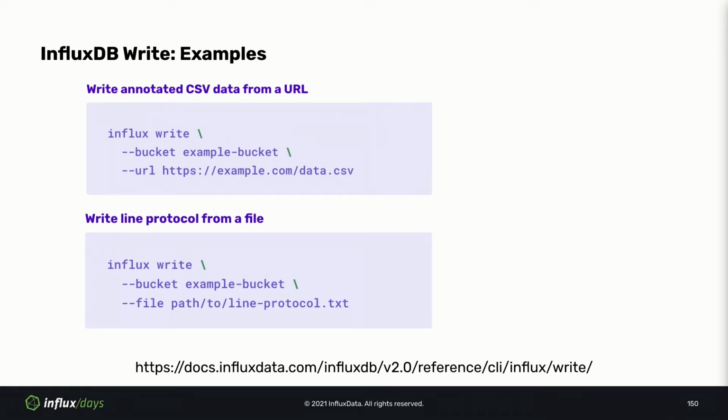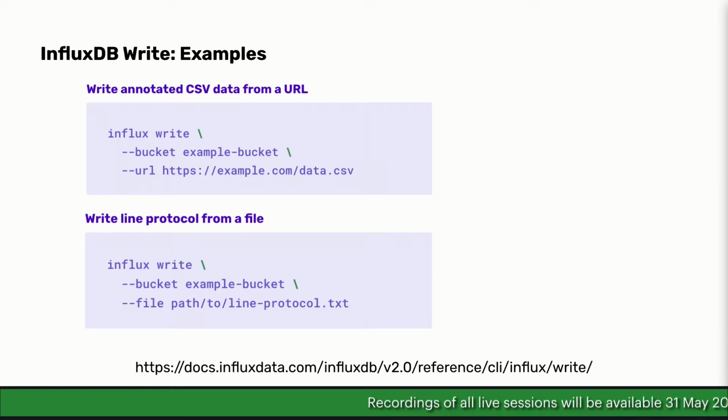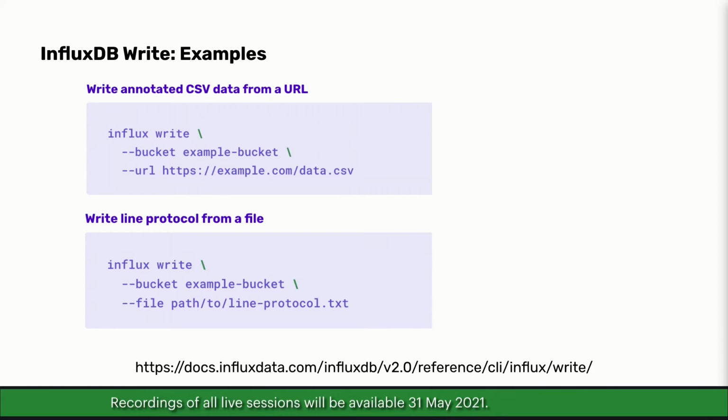So I wanted to show just a few examples of how the write command can be used to write CSV from a URL or line protocol from a file. There are examples for every way that you can possibly do this in the documentation. So if you have a specific question, I definitely encourage you to go check that out. However, I'd like to go through the structure of these examples so that you understand what it is that you're looking at when you dig into your specific use case.